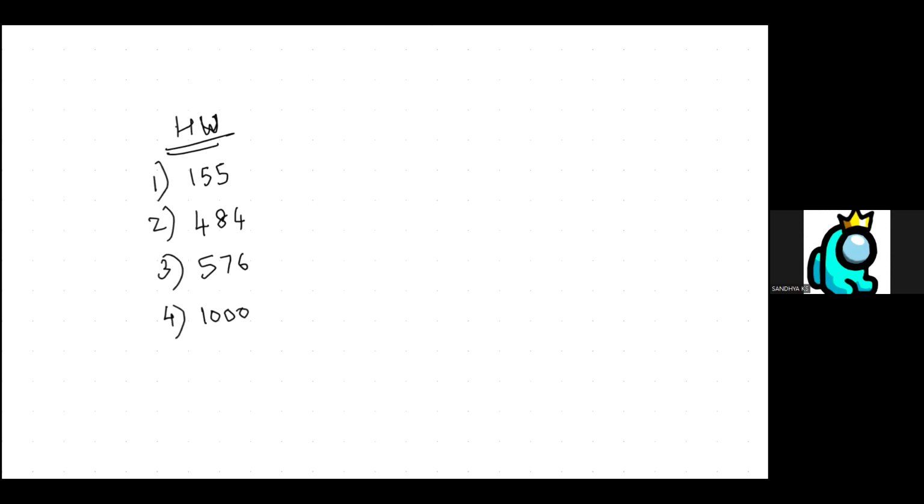Now I will give you some homework. Please do it and write the answer in the comments. Okay, let's see. 155, find whether it is a perfect square or not. Okay, then 484, 3, 576, 4000. Check whether they are perfect squares or not.